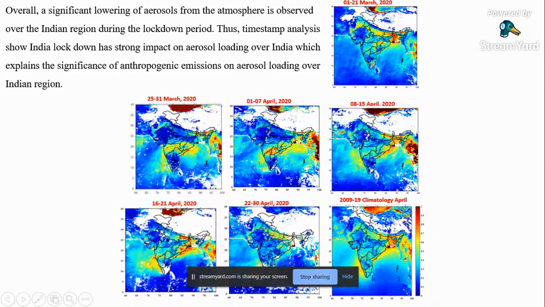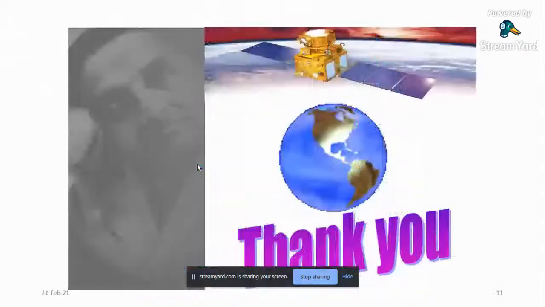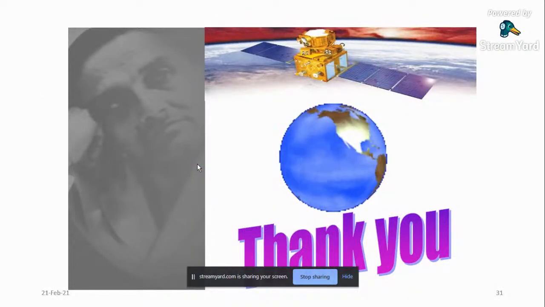If you see even the climatological mean from 2009 to 2019, the climatology of April, we have seen the highest AOD values over the IGP region and Bangladesh and all. But however, this is not the scenario during lockdown. So my friend is now going to explain in further sections how other air pollutants like NO2 and all vary. Thank you one and all for bearing me till now.